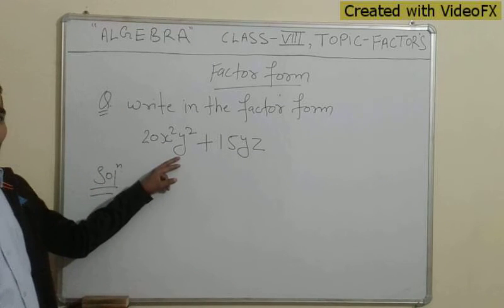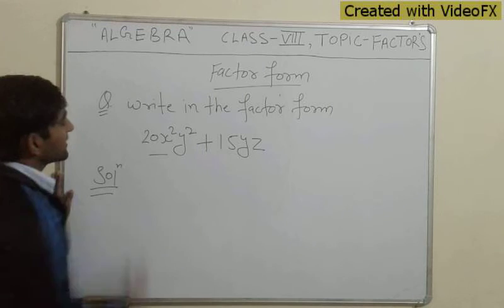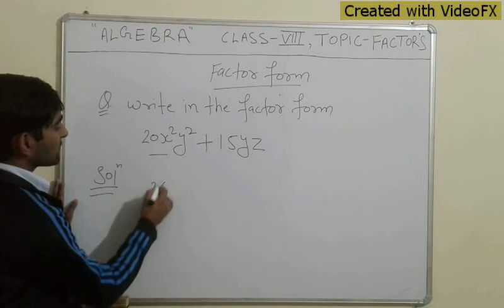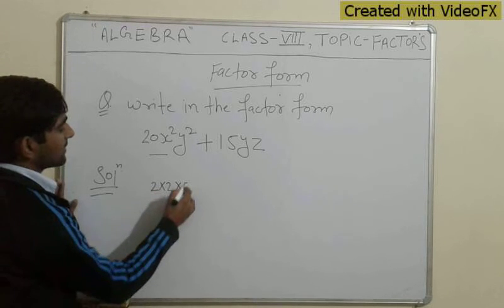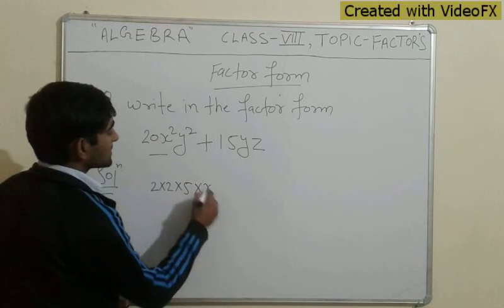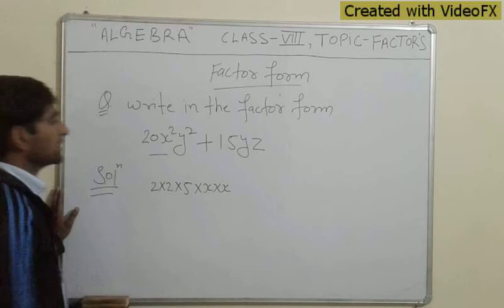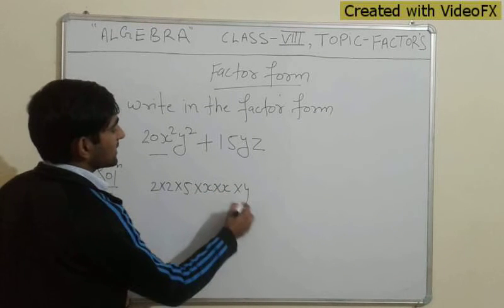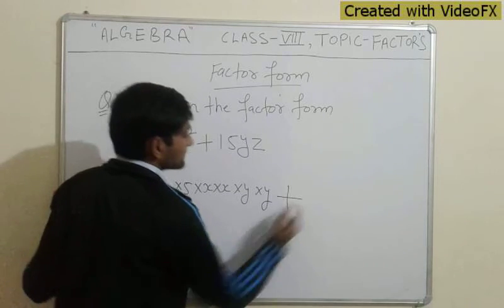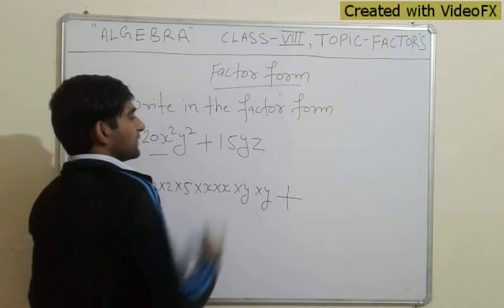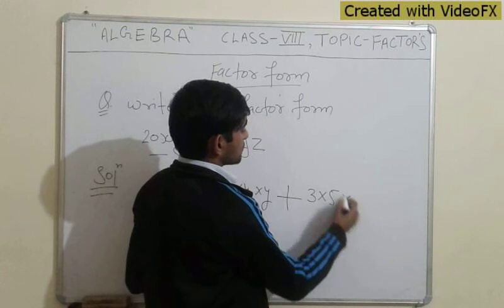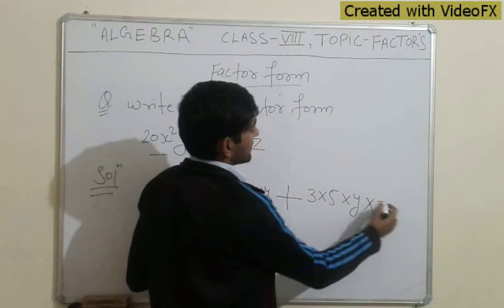The factor of 20x square y square: 20 is 2 into 2 into 5, and 4 times 5 is 20. Then x square is x multiply x. Y square is y multiply y. Put this plus sign, and 15yz is 3 into 5 into y into z.